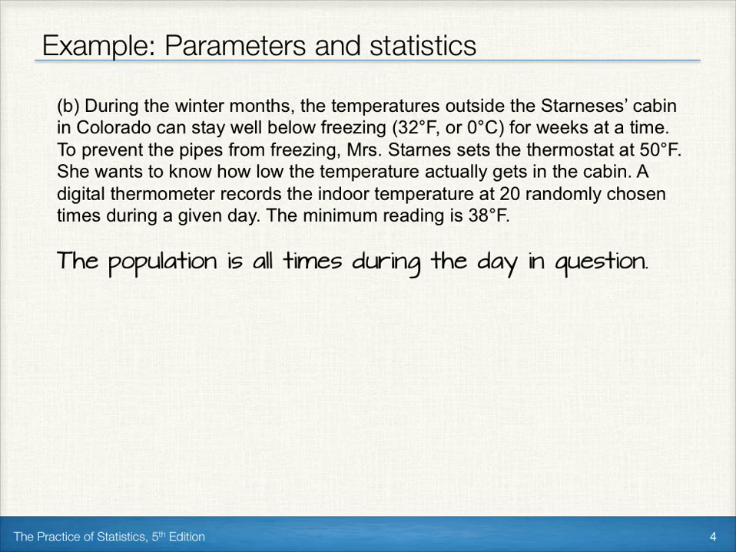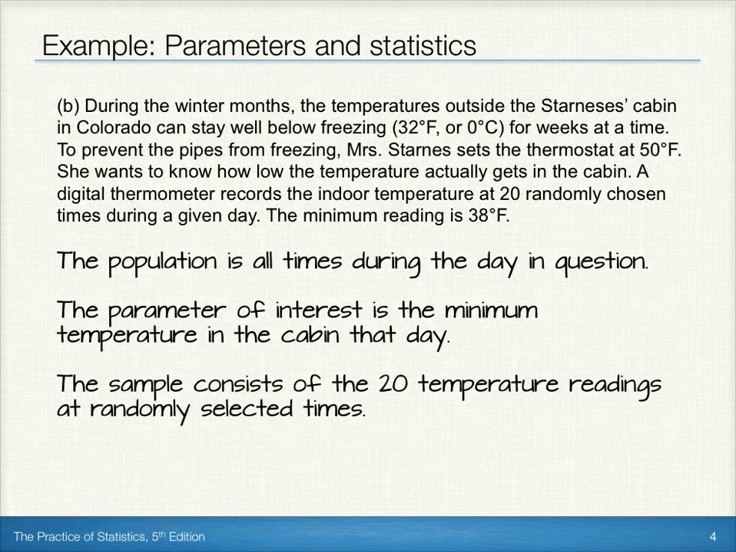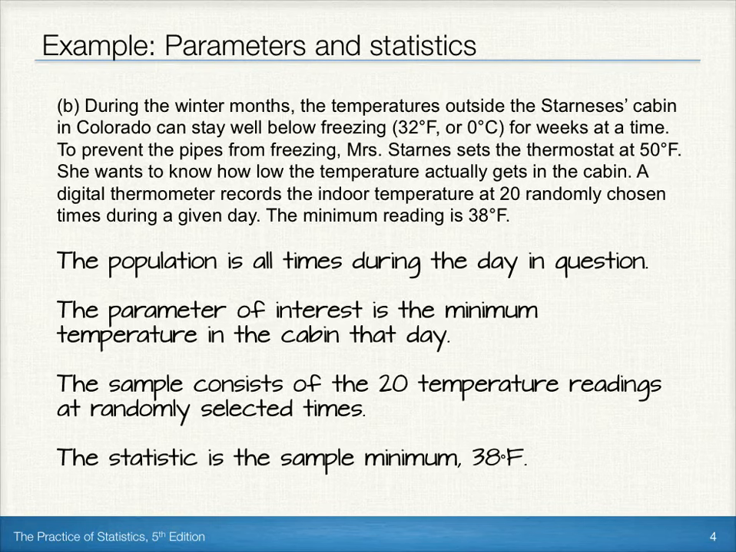Well, the population in this case is all times during the day in question. The parameter of interest here would be the minimum temperature of the cabin that day. Since we can't track the temperature all day long, we take a look at our sample consisting of the 20 temperature readings at randomly selected times, and our statistic would be the sample minimum of 38 degrees Fahrenheit.